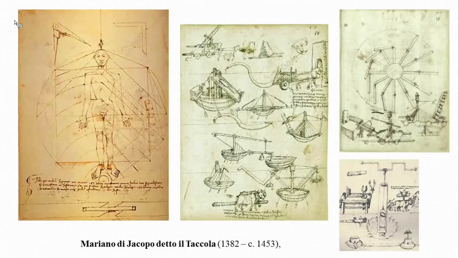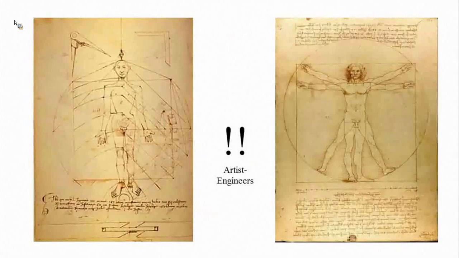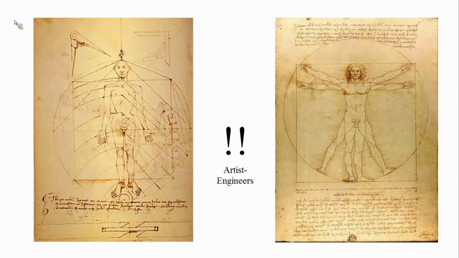But who is it? It's not. It's a guy called Mariano di Jacopo detto il Taccola. We call him the Taccola, right? This guy dies in 1453. Leonardo was 1 year old. But look at this stuff. This looks like Leonardo's work, right? And even more interesting is this. The one on the right is Leonardo's work. The one on the left is Taccola, right?